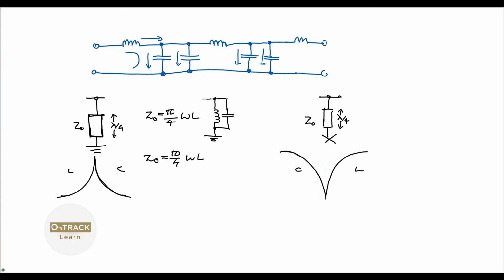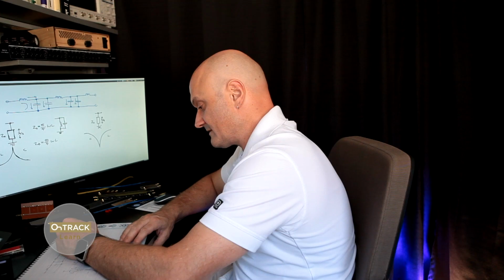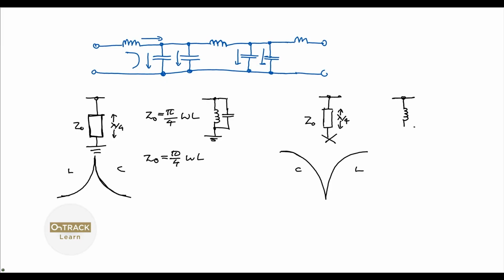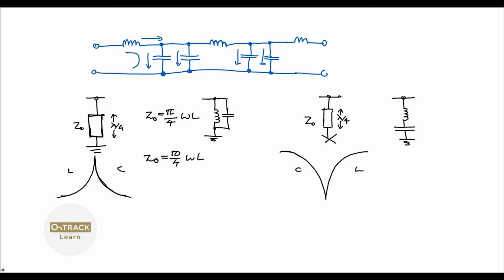Similarly, for an open circuit transmission line segment, we have series inductance, so it looks like this, and it has capacitance as well to ground, to the plane underneath the transmission line segment. So it's equivalent when Z0 is 4 on pi, so that's inverted, omega L.